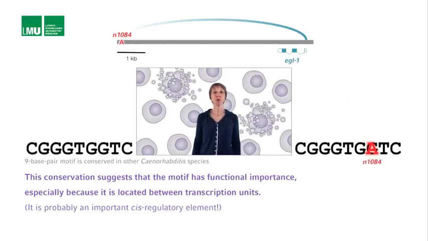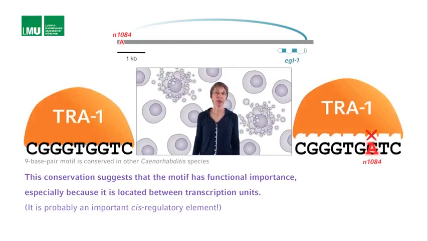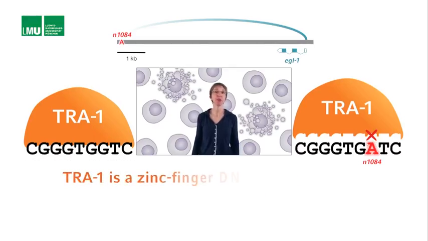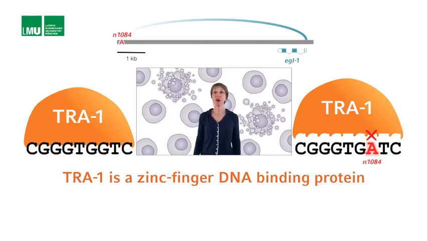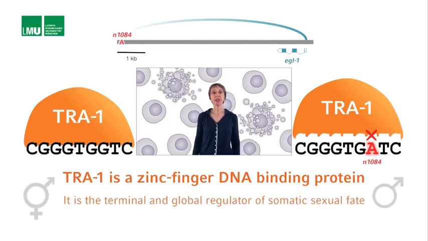This transcriptional repressor is TRA1, and TRA stands for transformer. TRA1 is a zinc finger DNA binding protein, most similar to the Gli family of transcriptional regulators in mammals. And TRA1 has a very important role during C. elegans development. TRA1 is the terminal and global regulator of somatic sexual fate.